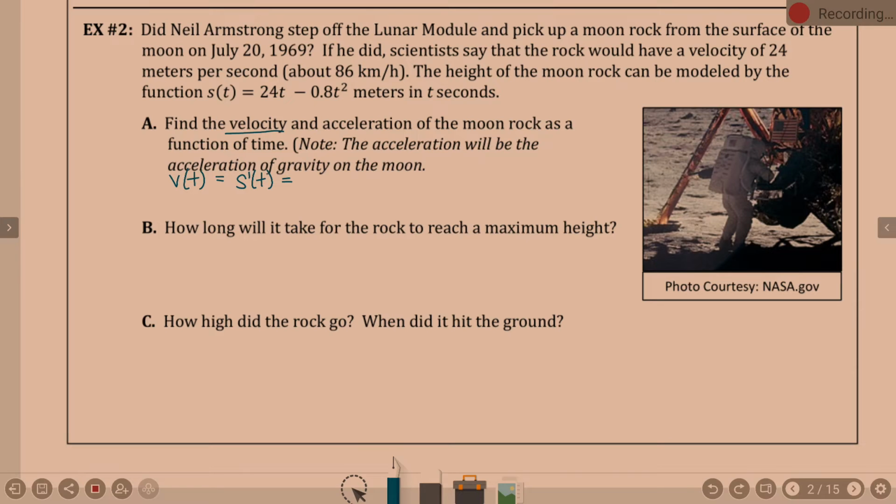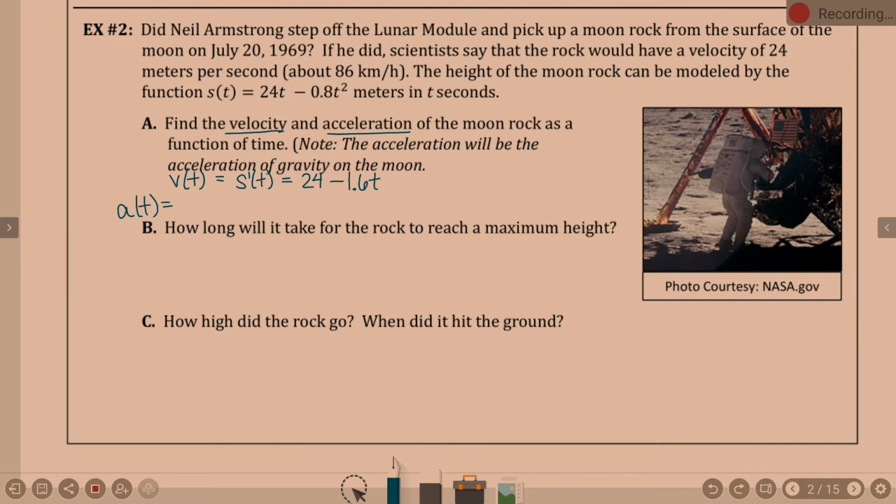Negative 1.6t plus 24. Okay, I'm going to write it the other way around, but the derivative of 24t is 24, minus 2 times 0.8, so 1.6t. Are you with me? Yes. And if you wrote it the other way, more power to you. Find velocity and acceleration.